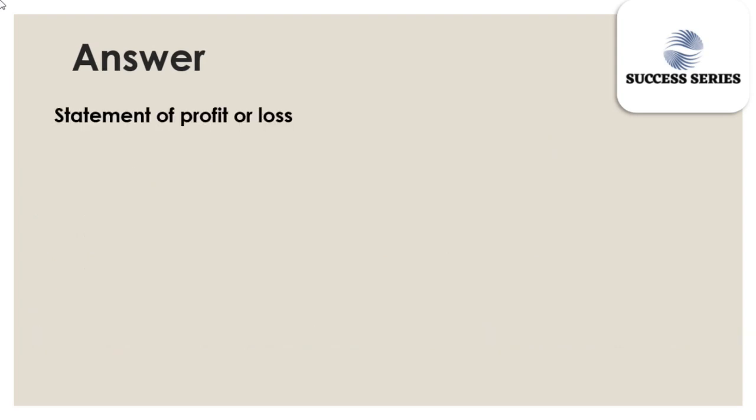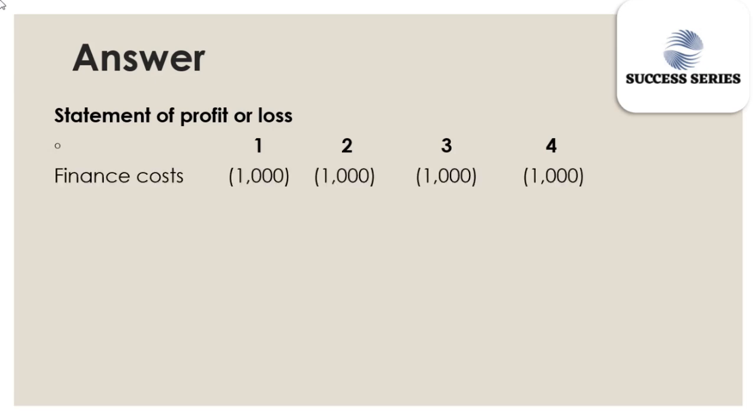Here we have the statements of profit or loss for each of the years. We have 4 years in our question. And you are going to bring what? The finance cost. The finance cost for each year was 1,000, 1,000, 1,000. We have to show them. And then we move on to the statement of financial position. Over here, we record the closing balance of our financial instruments.